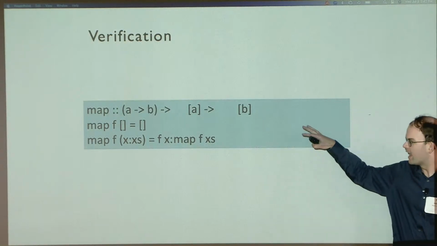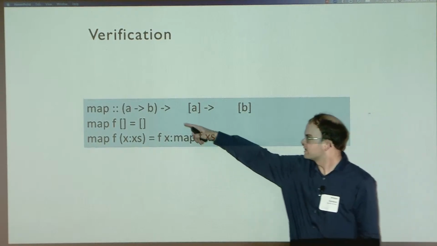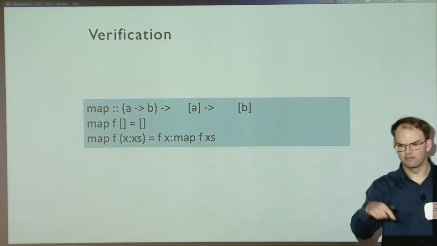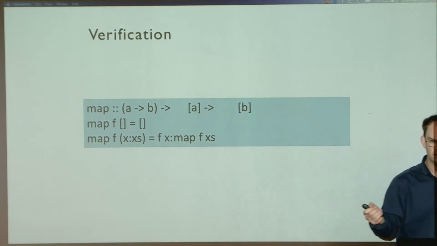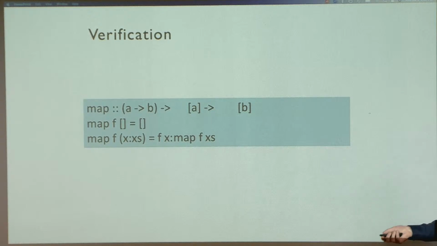Up here I have map written in a functional language. So it's taking a function as an argument. That function is mapping things of type A to things of type B. It's taking a list of A and it's returning a list of B. And so we're going to map over the list and map each of the A's to a B.